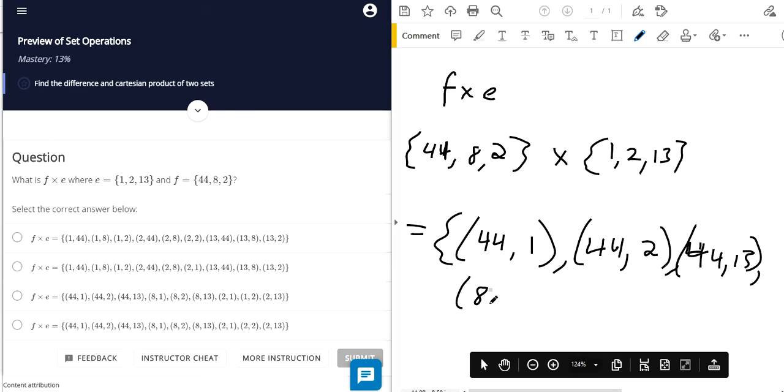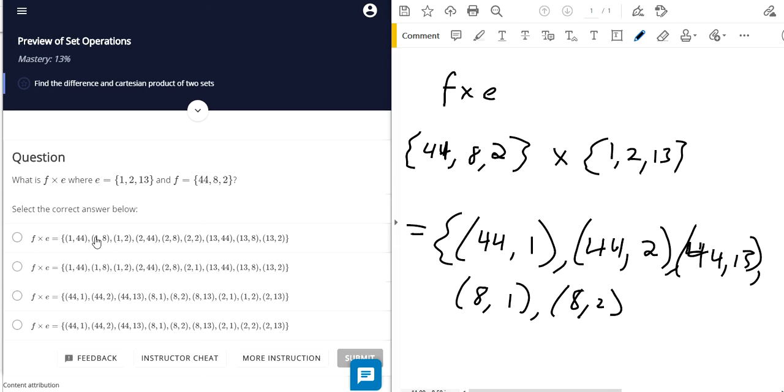Because then we go to 8, and that needs to pair up with the 1. The 8 needs to pair up with the 2. So let's see which one's going to be our correct answer. These are wrong because this would be the Cartesian product of E and F. The order matters. Okay. And then looking at these options, 44, 1, 44, 2, 44, 13, that looks good. 8, 1, 8, 2, 8, 13, 2, 1. This one, the order gets switched. It should say 2, 2 here. Okay.